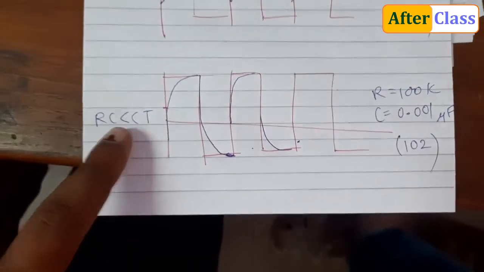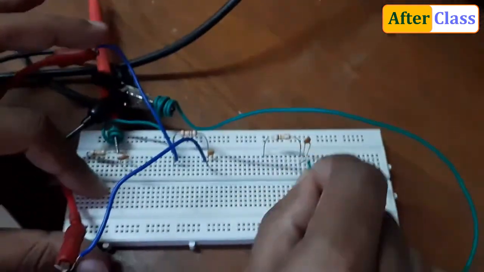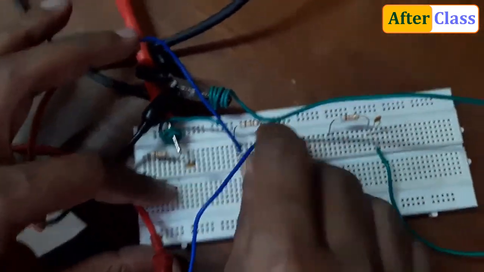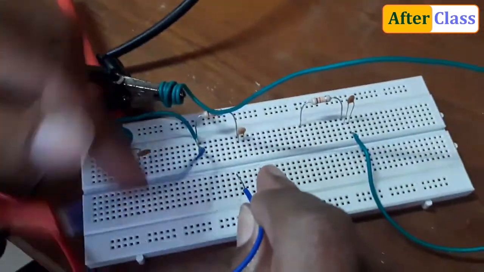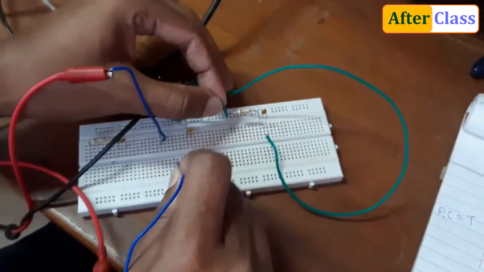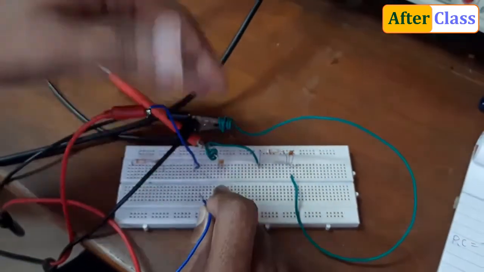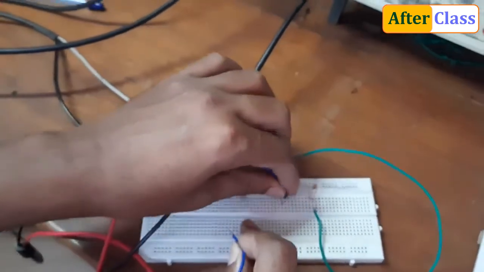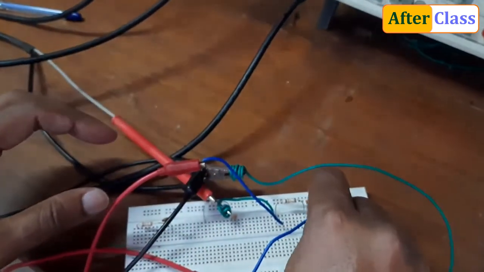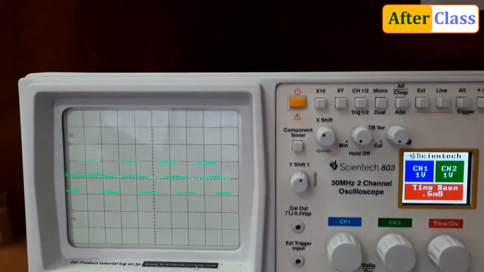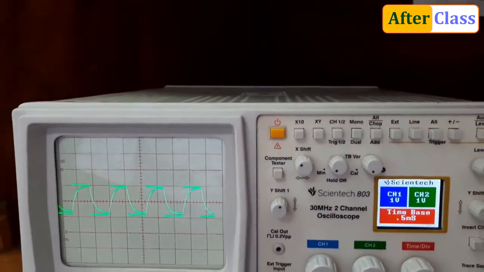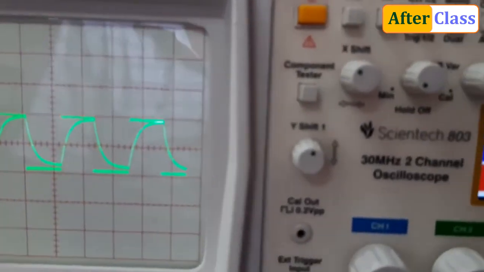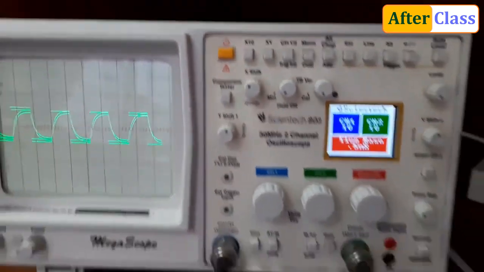Now we'll see this case, when RC is less than T, how does it behave? Again, I will connect ground over here, and I will give input to this over here, and we'll try to see what you're getting at the output. Yes, we're getting appropriate results. See, it is the same as what we have drawn over here.